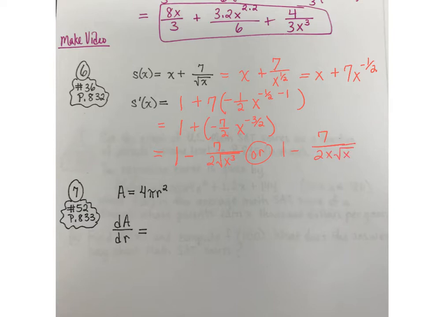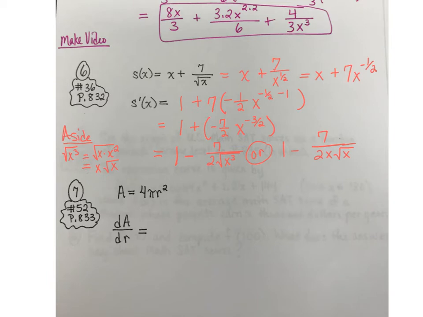Because here, as an aside, the square root of x cubed is equal to the square root of x times x squared. The square root of x squared is x, and then that leaves the square root of x under there.